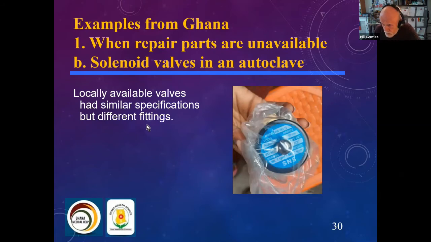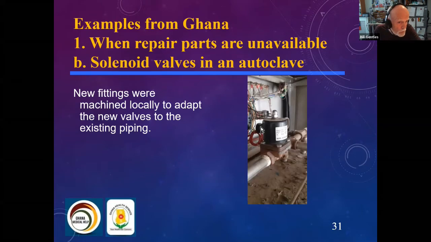John and his colleagues managed to make new fittings by machining them locally to adapt the new valves to the existing piping. And as a result, managed to put the autoclave back in service, and it's been running satisfactorily ever since.